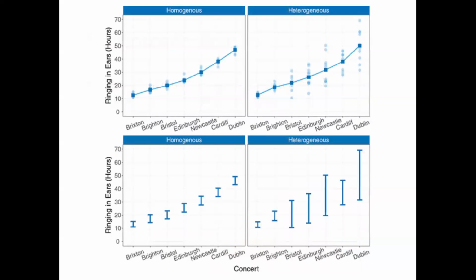So the example in the book is looking at the concert venues, right? Andy Field went to a bunch of concerts over in England and Ireland. So you've got Cardiff, Dublin, and what he found was that for different performers, the ringing in the ears was basically the same.